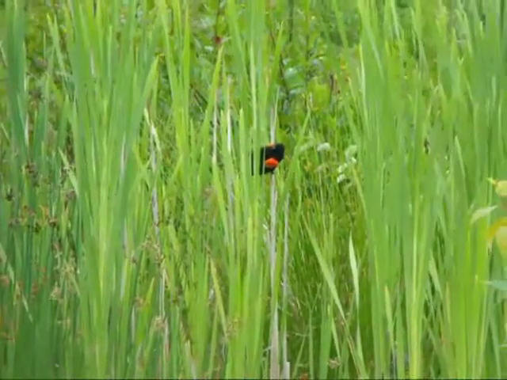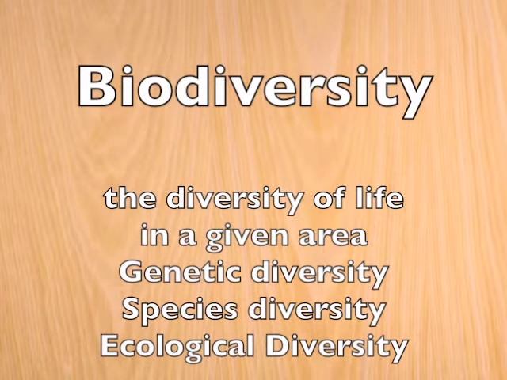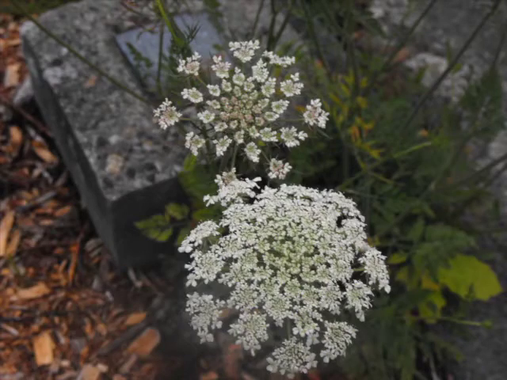We're here at Warren G. Magnuson Park today to take a look at the biodiversity present. So the question is, what is biodiversity? It's the total life in any area. The diversity of life in a given area can be genetic, species, or even the ecology of the area, which would be the different types of plants and habitats present.